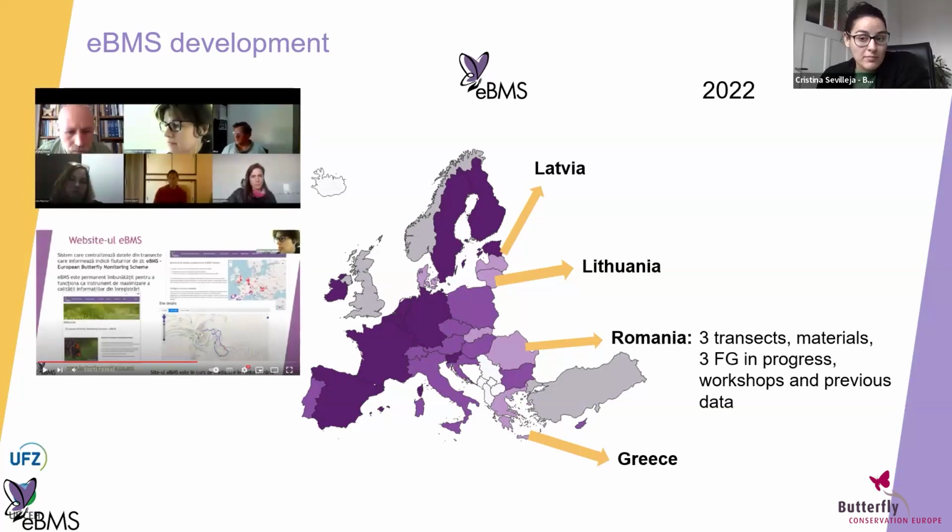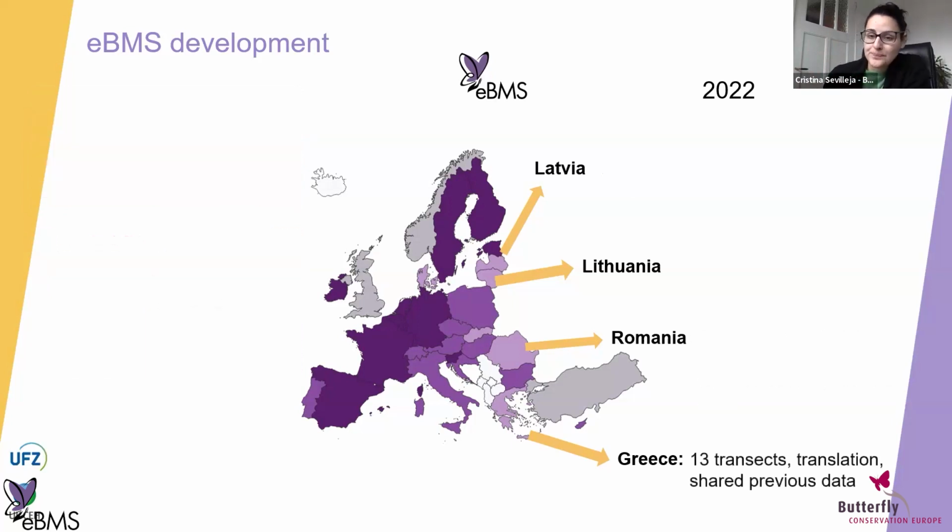For Romania, more or less similar. Also, there are a few transects there. At the moment, 3 are reporting regular data. And we were working on materials to have everything translated. And we are in the process of producing 3 different field guides for covering the whole country. Here you can see an online meeting that they did to promote the eBMS website and to explain to all the volunteers how to do it.